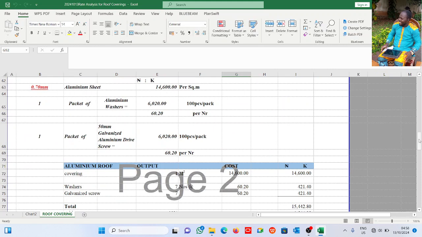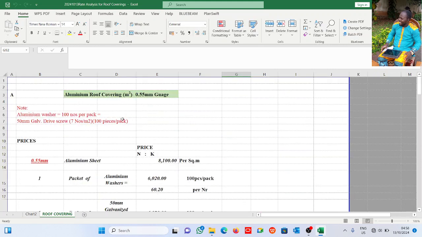Now in this tutorial I will be putting us through the analysis for roof coverings. Basically we have different types of roof coverings. It could be aluminum roof covering, it could be stone coated roof coverings, it could be asbestos roof coverings, it could be bituminous felting, and a whole lot of others. But we'll be looking at the aluminum roof covering, and we'll be looking at the stone coated roof covering.